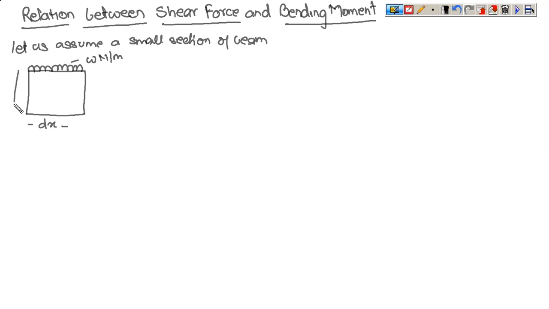Let us say that the shear force at this point is F. And let us say that you have a constant moment of M acting at this location. The moment at this point is M.